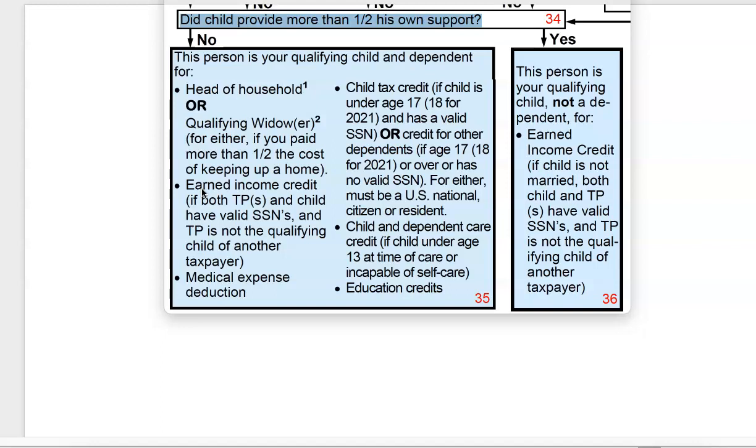So there is a support sheet in Pub 4012, but by and large, unless Raymond had made a lot more than $14,000, it's very unlikely that he provided more than half his own support, and so the answer is going to be no.